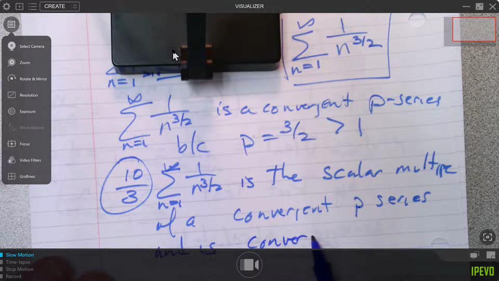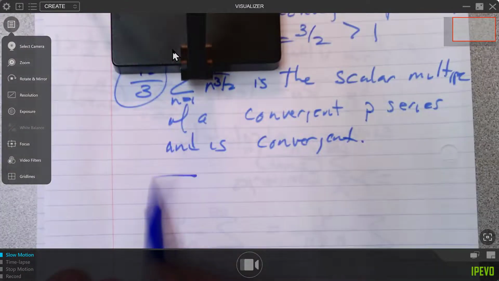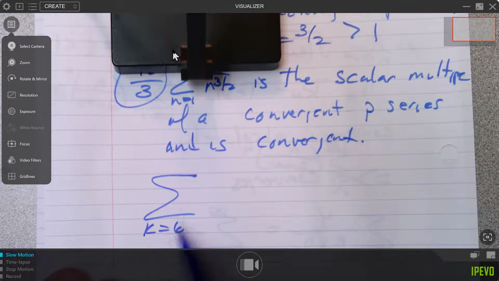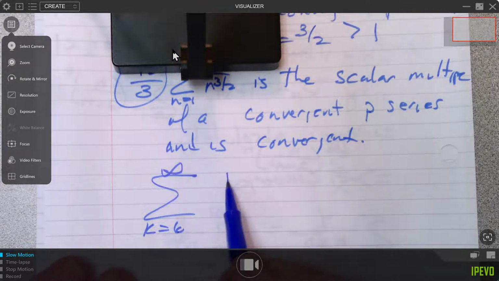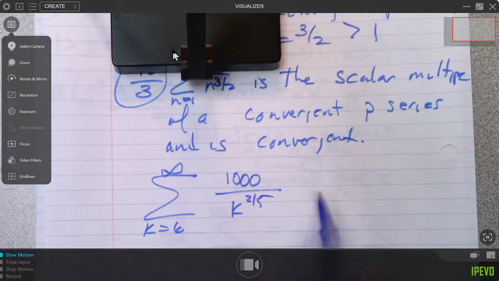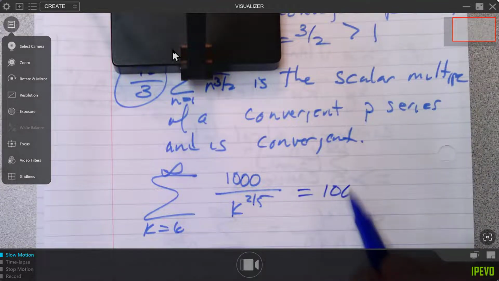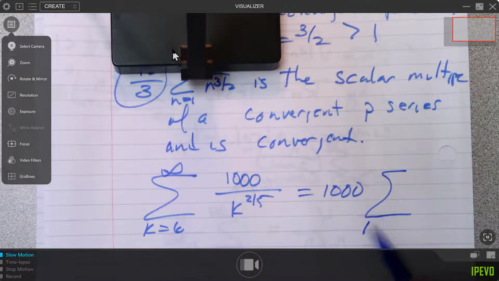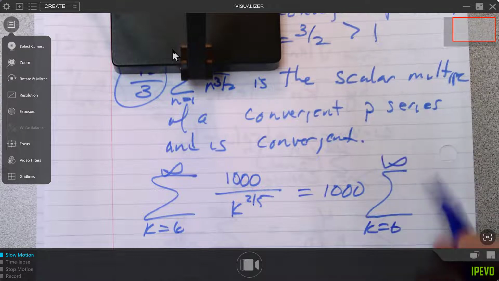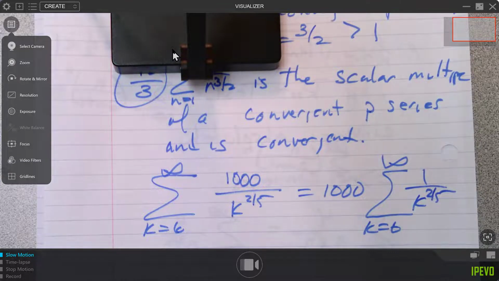Now, I wanted to look at one. Let's say I gave you something like this instead. K equals 6 to infinity of 1,000 over k to the 2/5. Factor out 1,000. Now it's a p-series. This is a divergent p-series because its power is 2/5, which is less than 1 but bigger than 0.